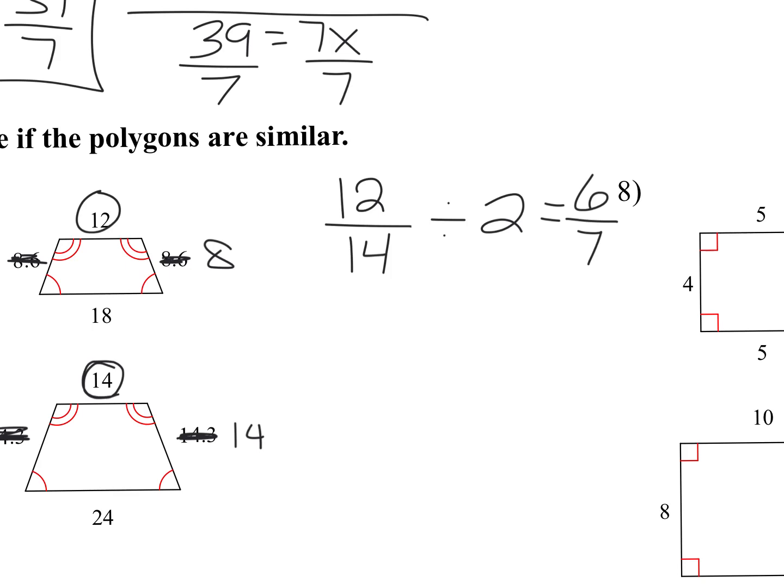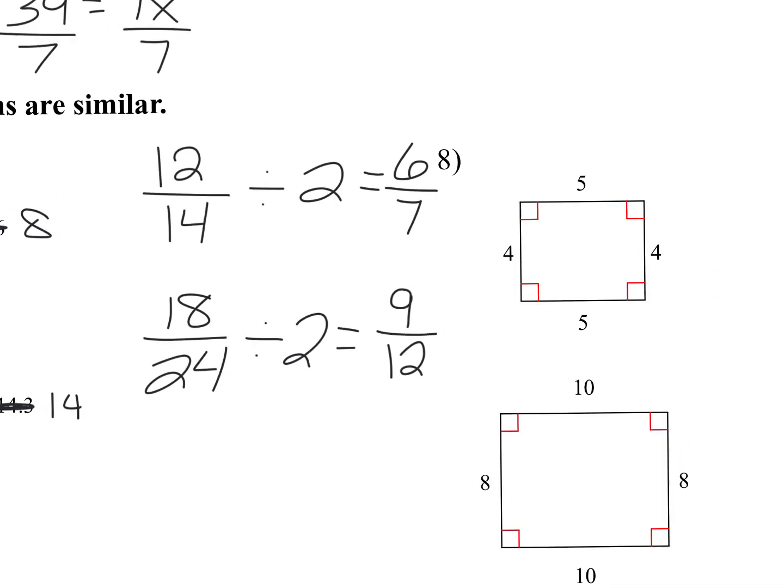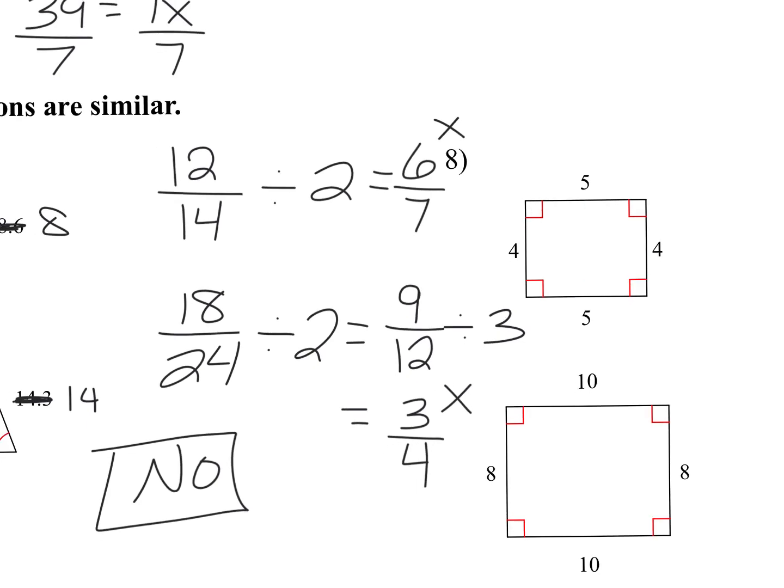Really close. What goes with, if I use 24, what goes with 24? 18, right? Yep. Divide by what? 2. And we get 9 over 12. Can I still do that one? No. Divide by 3, we get 3 over 4. What does that tell us? It's not. That tells us no. Okay. To be yes, what do they have to be? They have to be the same, right? Okay.